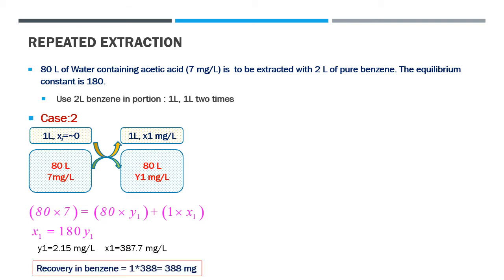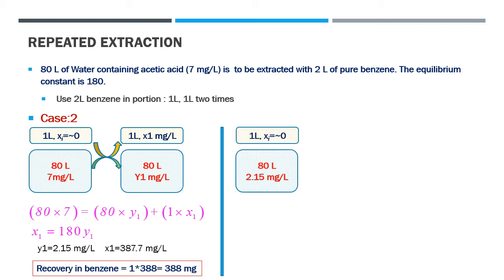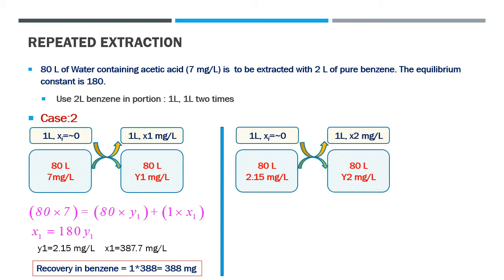So how much is recovered in the first 1 liter is 388 into 1, that is 388 milligram. Now the residual water phase, whatever is still remaining, will be extracted with a new 1 liter of solvent. As we know already y1, we have 80 liter and the concentration of the compound is 2.15 milligram per liter. We are extracting with fresh organic solvent. Again there will be an equilibrium and we don't know the concentration, we are assuming x2 and y2.